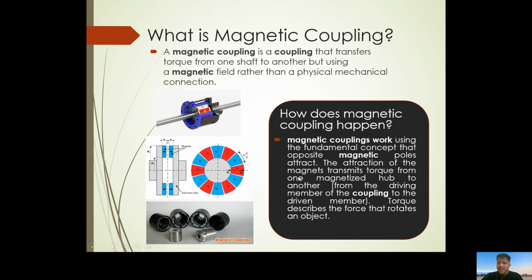So how does magnetic coupling happen? Magnetic couplings work using the fundamental concept that opposite magnetic poles attract. This is the same as what I explained earlier about how our digital motor works. It has many folds. In the image below, this is what I'm saying.